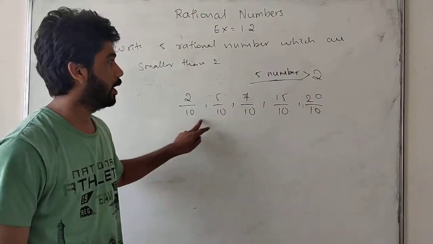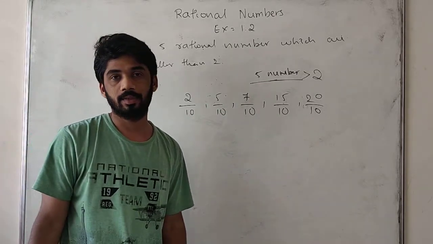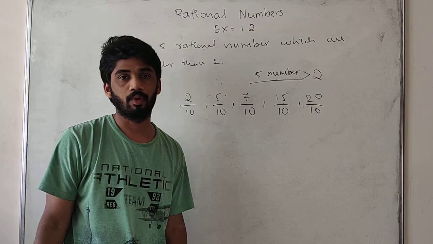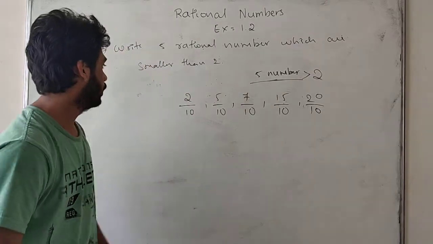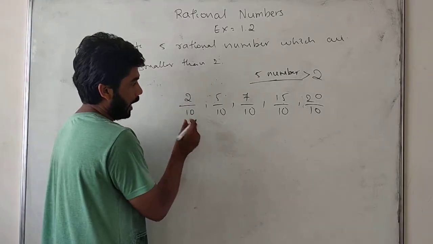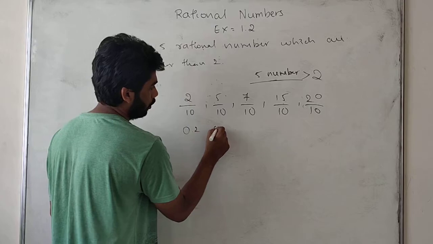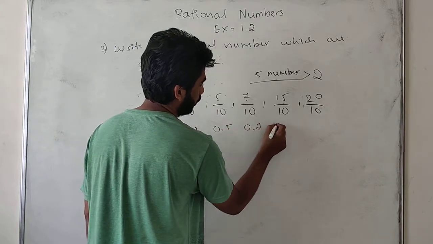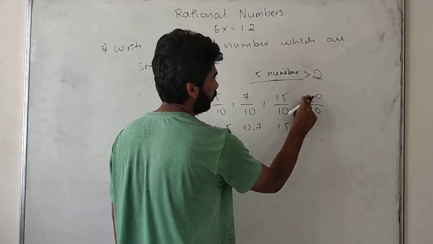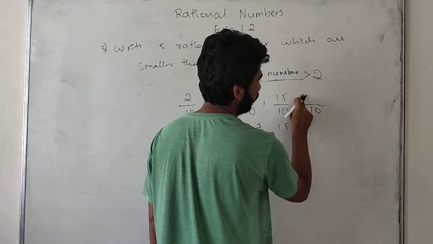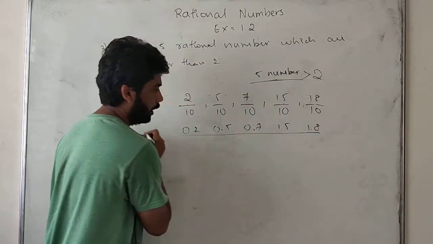These numbers are less than 2, so we can take any numbers here. We can take anything less than 2. Actually these should be rational numbers. If we convert to decimals, this becomes 0.2, 0.5, 0.7, 1.5, all less than 2. So if it is less than 2, take 1.8. So this type of decimal comes.